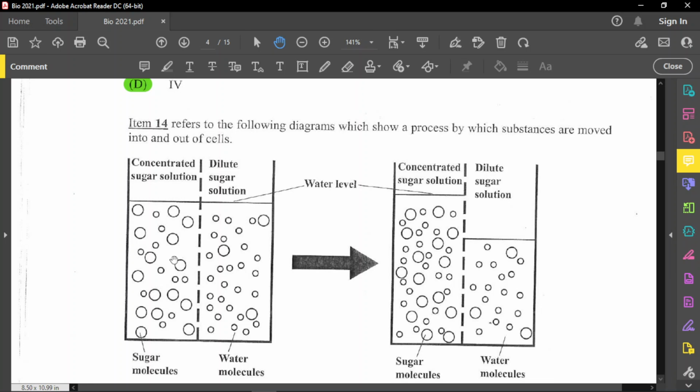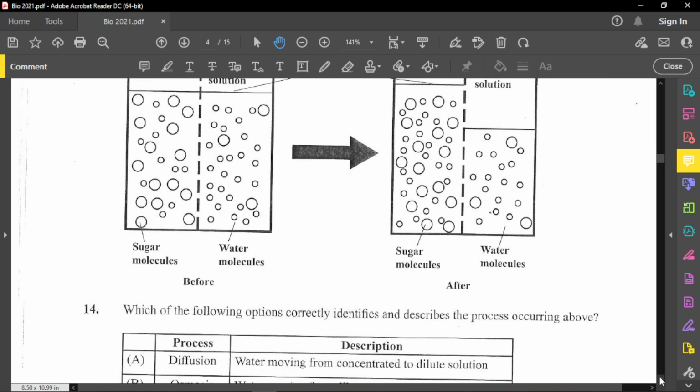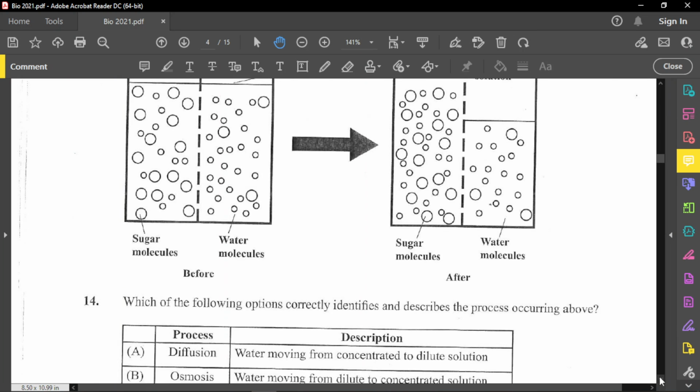So this is before, the first diagram here is before, this is after. And if you notice the dilute solution decreases, and it causes an increase within the concentrated sugar solution. All right, so what is causing that change in the level of solution? Let's go back into what the question is actually asking us here.